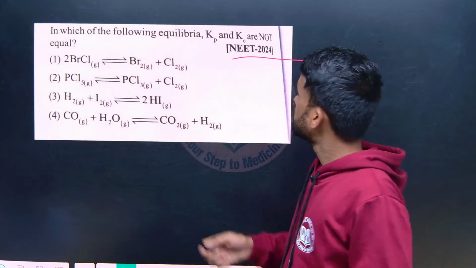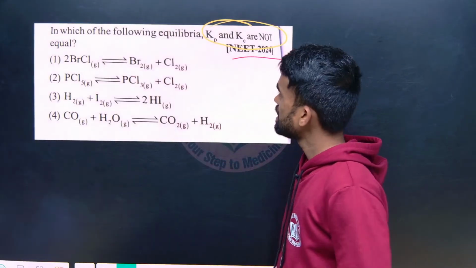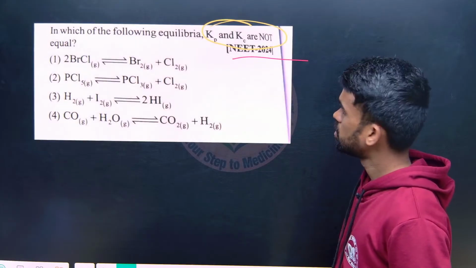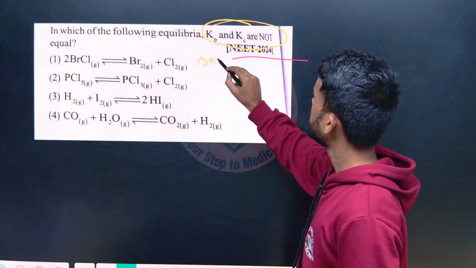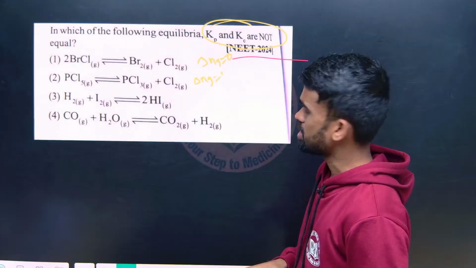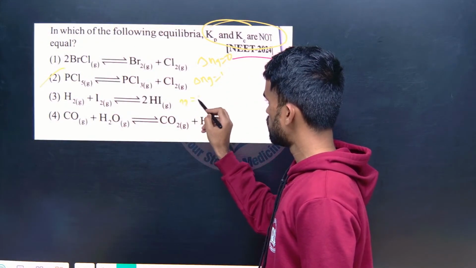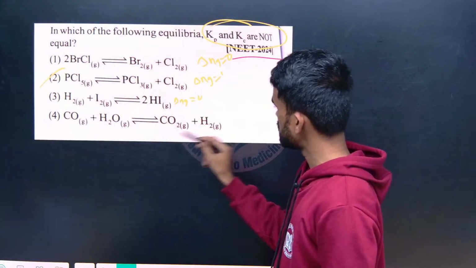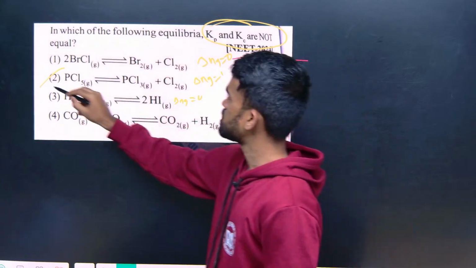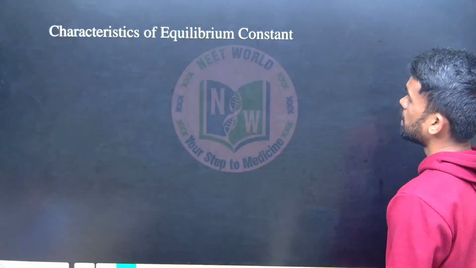Okay, so tell me here, KP and KC are not equal in which case? Easy again. Here delta Ng is 0, it means they are equal. Here delta Ng is not equal to 0, it is 1. So this is not equal. Okay, this is the answer. What about here? Delta Ng is 0, it means it is equal. What about this? Delta Ng is 0. So option 2 will be the correct answer here. Okay, right. Next.